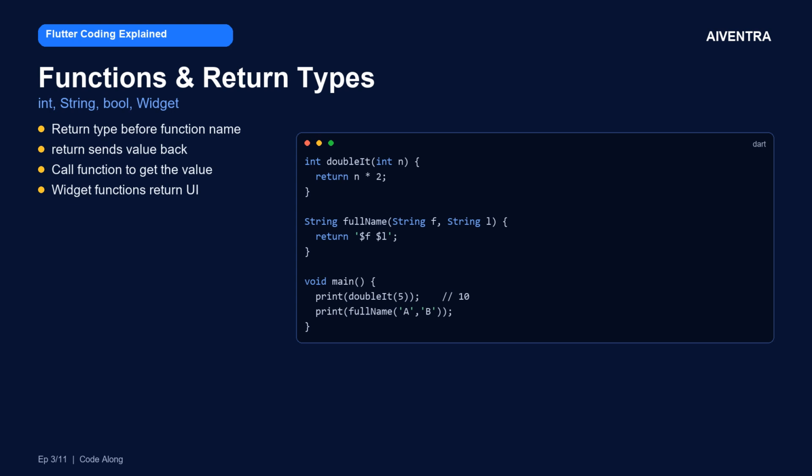If you forget return in a non-void function, Dart shows an error. If you return the wrong type, Dart catches that too. This keeps your code safe.